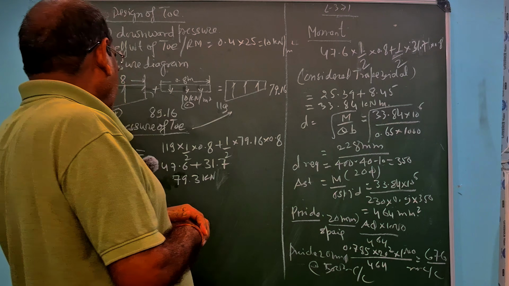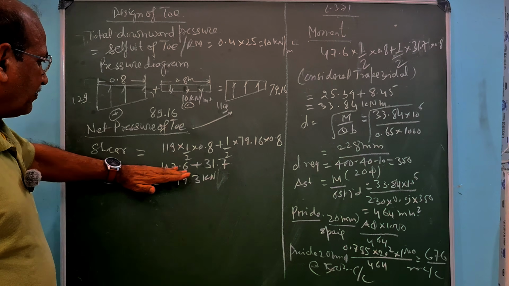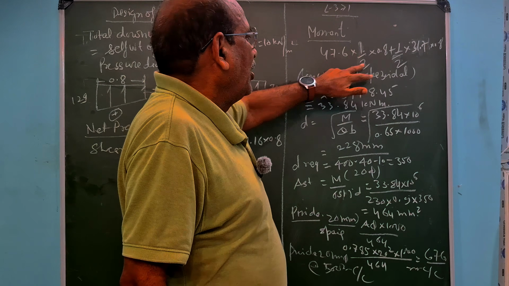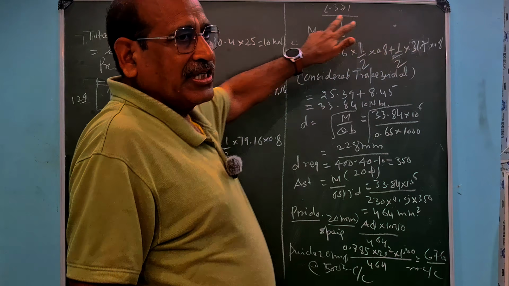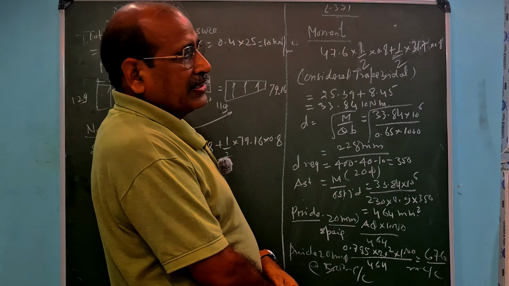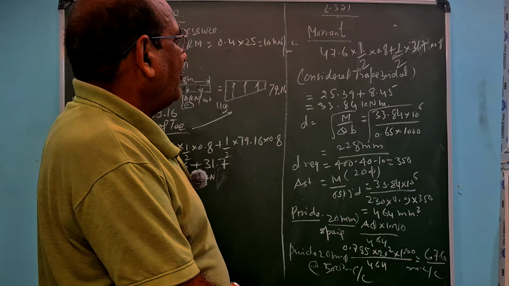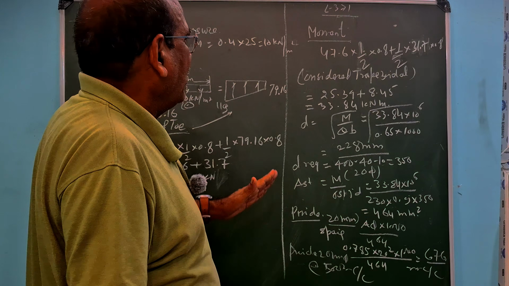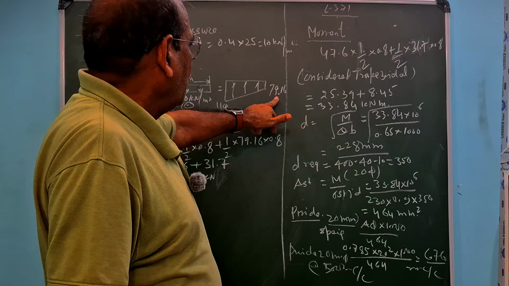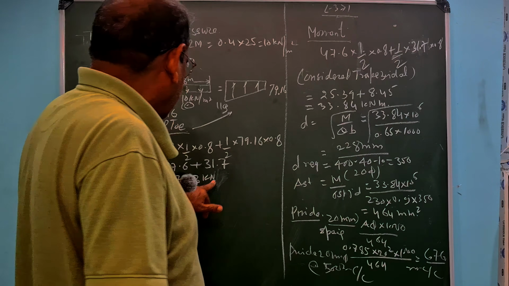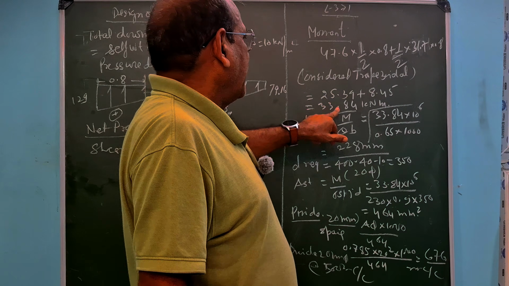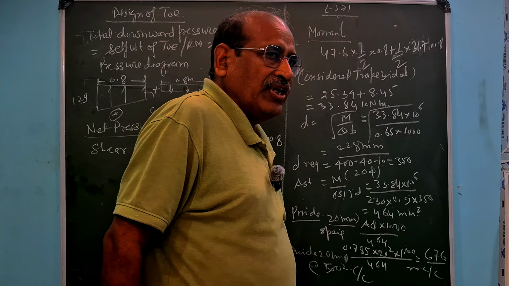Now you can find out the moment. Moment will be for first part and second part. First part 47.6 into half into 0.8. This is taken half because this is trapezoidal, so we are taking average, that may lie in the middle. So 47.6 into half into 0.8, and also this part is the shear 31.7 into 0.5. So we are getting 33.84 kilonewton meter.